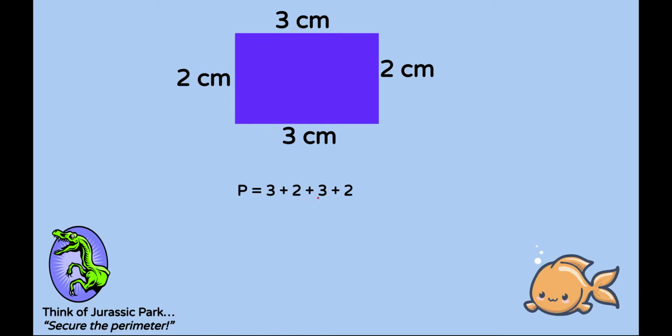3 plus 2 plus 3 plus 2. If you count it on, it looks like this. 3 plus 2 is 5, plus 3 more is 8, plus 2 more is 10. The perimeter is 10 centimeters.